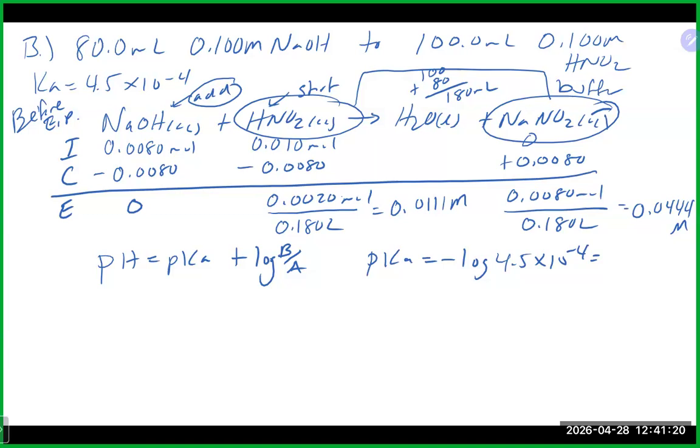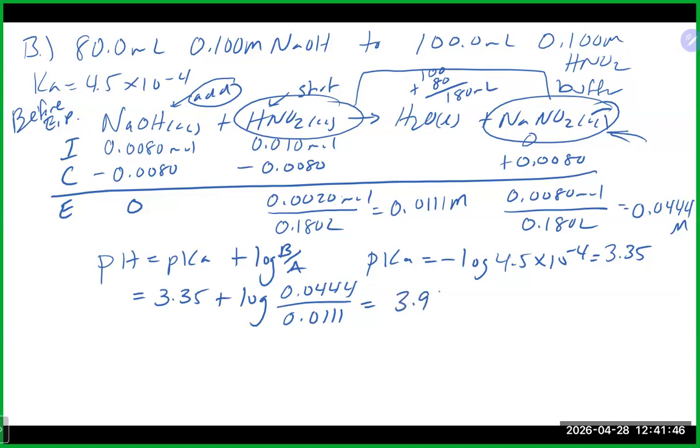That's a 3.35, looks like. So popping that in, 3.35 plus the log of our base, which is 0.0444, divided by our acid. And that's going to get us 3.95 here as our pH at this point.